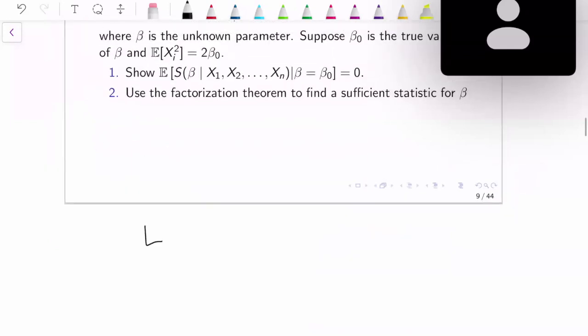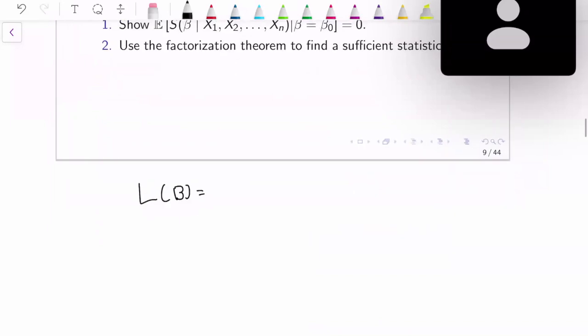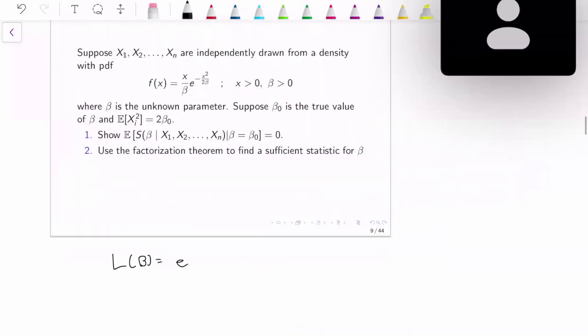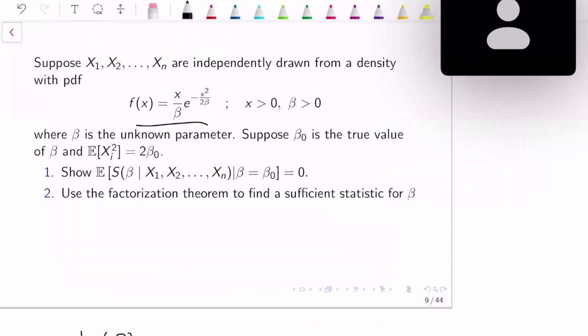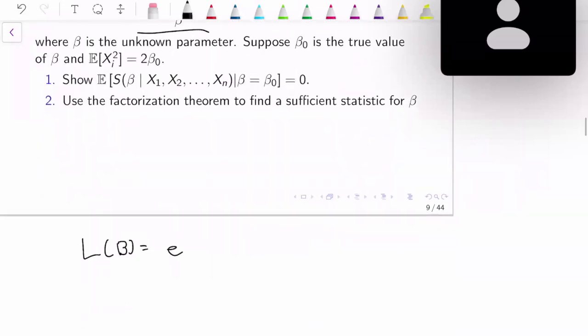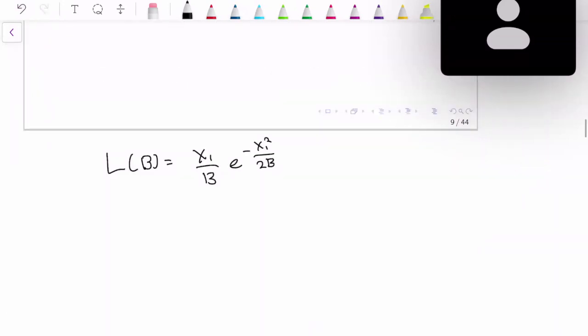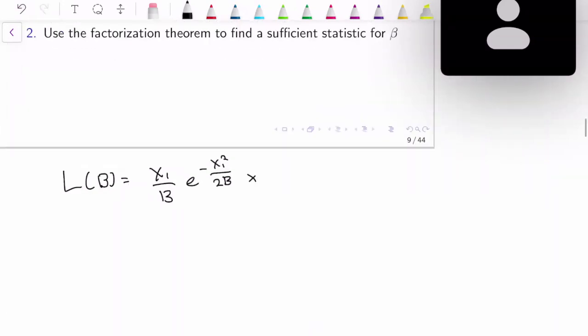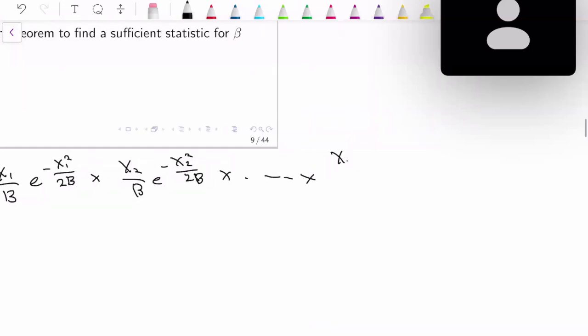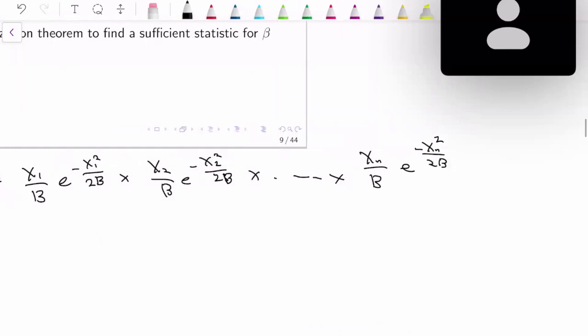I'll try to make this as explicit as possible. From the PDF here, it'll be x1 over beta e to the negative x1 squared over 2 beta, times x2 over beta e to the negative x2 squared over 2 beta. And then we have n of these, so xn over beta e to the negative xn squared over 2 beta.